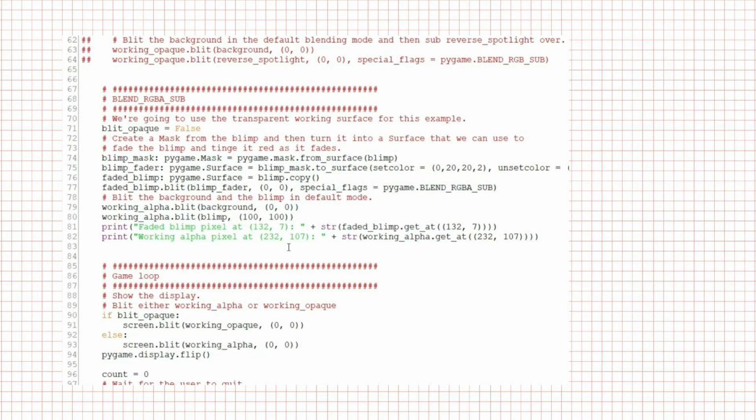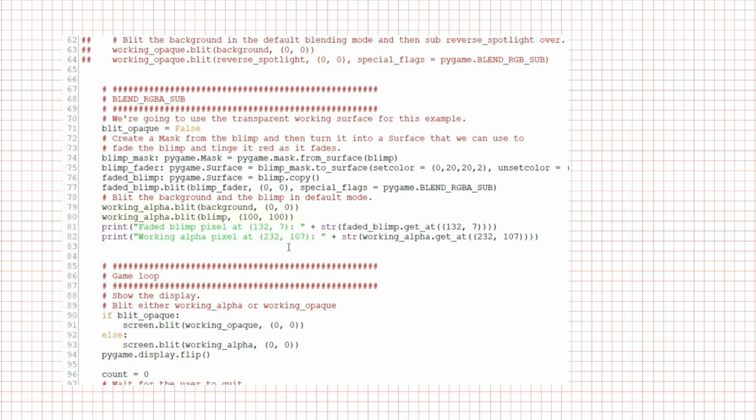Let's talk about Blend RGBA Sub. This mode works like Blend RGB Sub, but it's also going to subtract the alpha channel. This will only have an effect if we're working with a destination surface that has a per pixel alpha, one that was created with the pygame.SRCALPHA flag, or a surface that we have sent the convert alpha message to. If we use an alpha blending mode on a surface that doesn't have per pixel alpha, the result will be as if we were using the equivalent non-alpha blending mode.